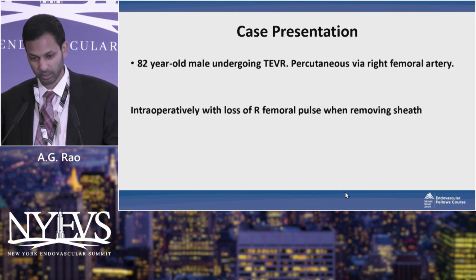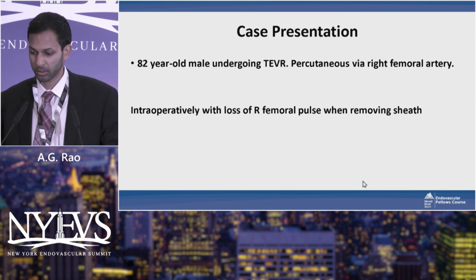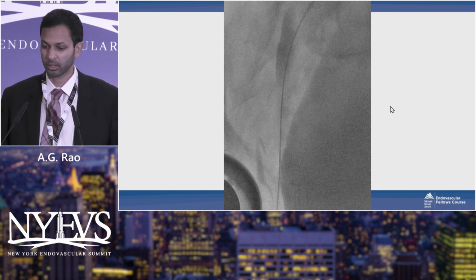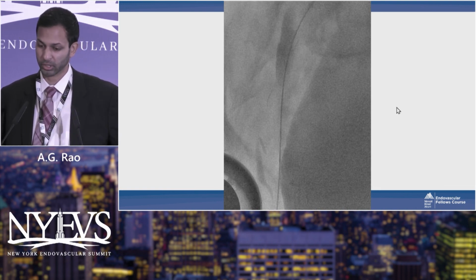So here's another case. There's an 82-year-old male who underwent a TEVAR via right femoral artery. And so as we were pulling the sheath back, we noticed that there was a loss of the right femoral artery pulse. So we did an angiogram, and then, if you see it, the sheath is up here, and then you see this little stasis of contrast here. So pretty classic for a dissection in the external iliac artery.